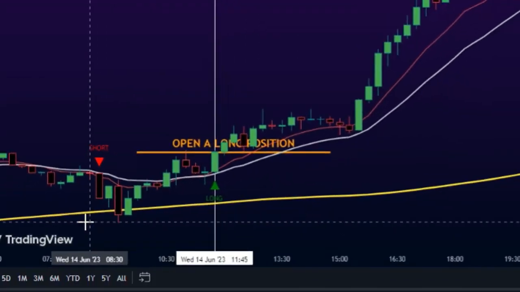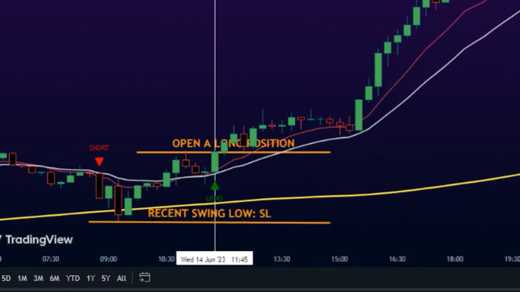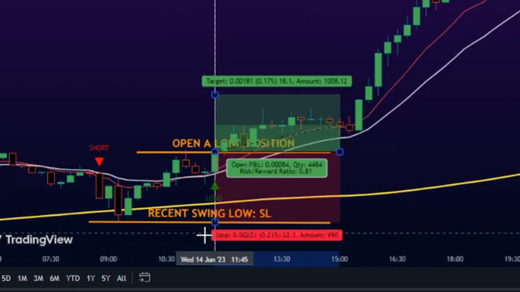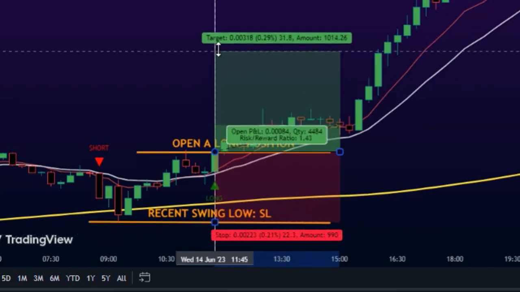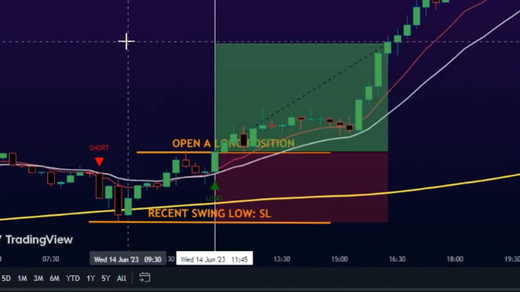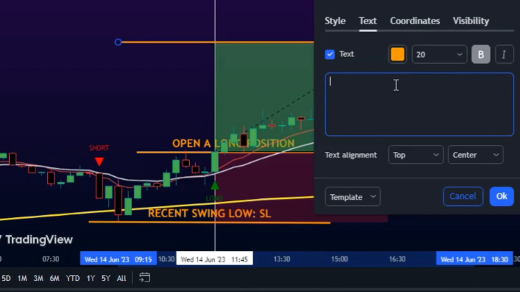Then place your stop loss just below the last swing low to limit your risk. And as soon as you're comfortable, take some profit off the table and secure at least your initial risk amount at 1 to 1.5 risk reward ratio to ensure your profit.